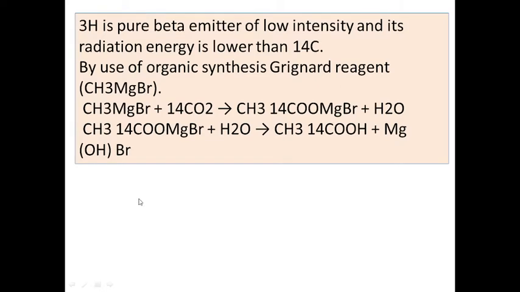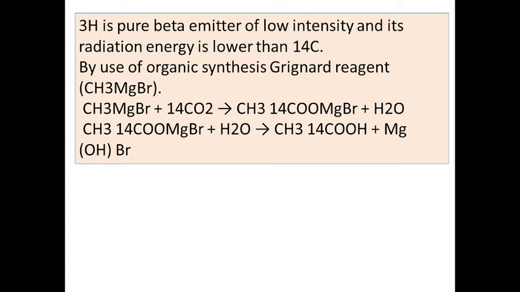Tritium is a pure beta emitter of low toxicity and half-life is 12.43 years. This is the half-life of the tritium compound, which is prepared by irradiation of organic compound with tritium gas in aqueous media. It is a beta emitter. Beta radiations are emitted, and it is a pure beta emitter, and the half-life is 12.43 years, and the compound is of very low toxicity, and radiation energy is lower than that of 14C.